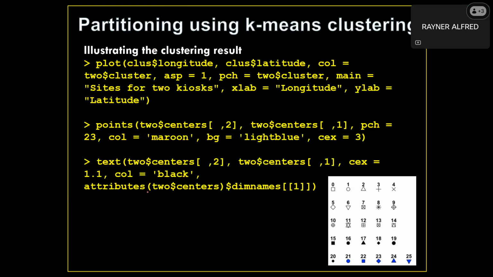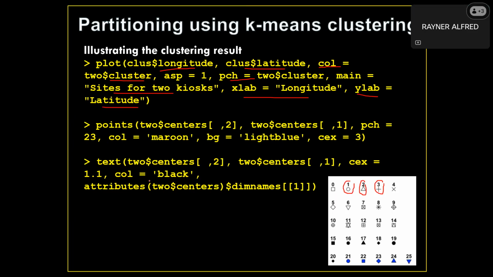Okay. So now we want to plot them. So we want to plot based on the X and Y, and the color depending on the cluster ID, and the aspect ratio is maintained to 1. So that means scale X and Y is 1. So this is the symbol that we use. So this depends on cluster 1 and cluster 2 or cluster 3 here. And this is the main title, X title and Y title.